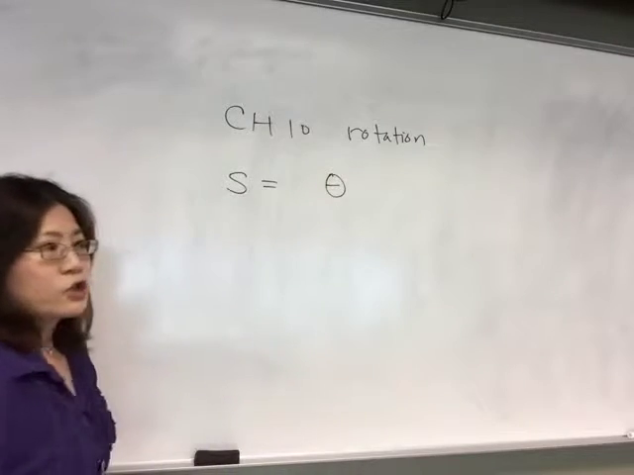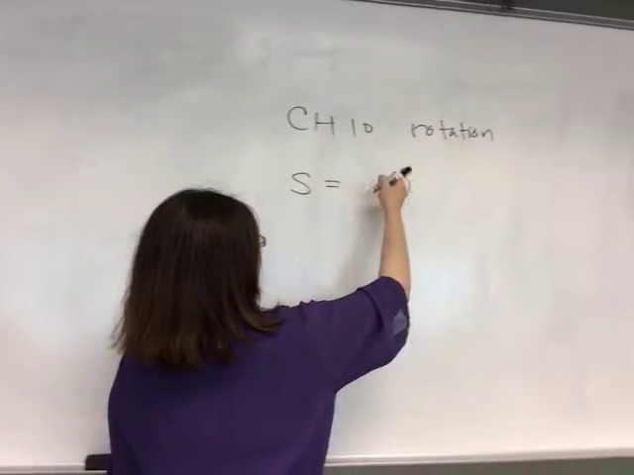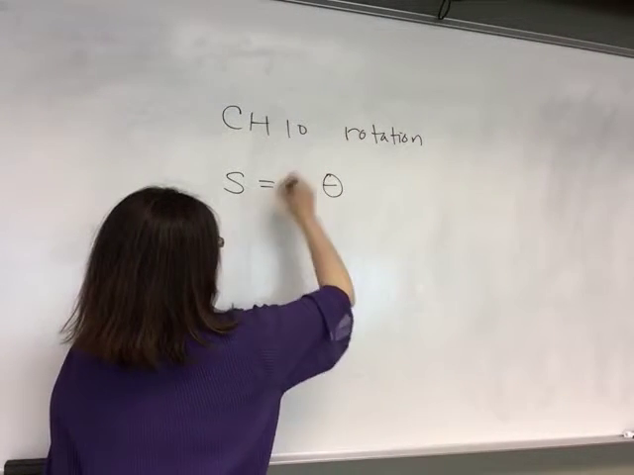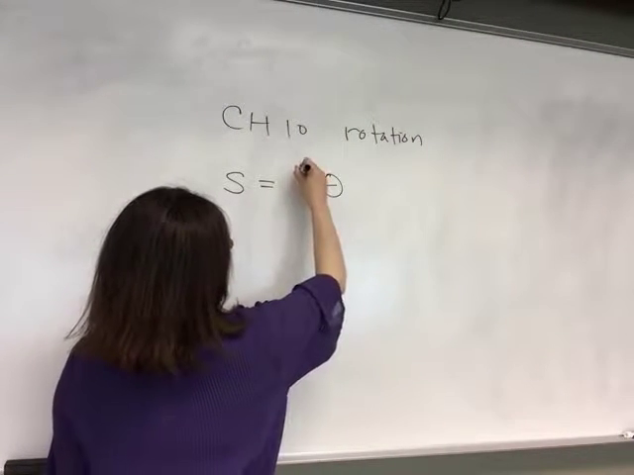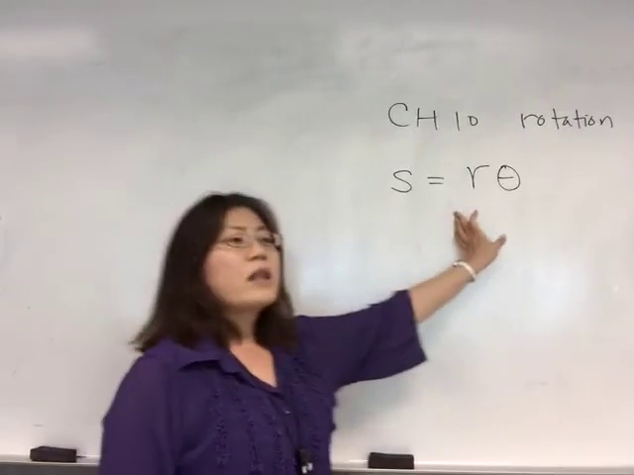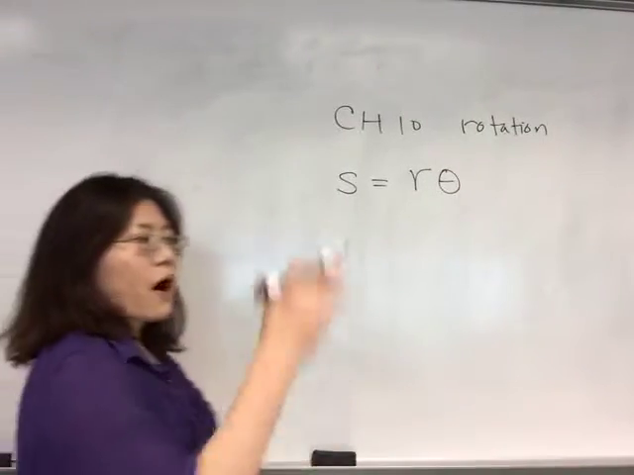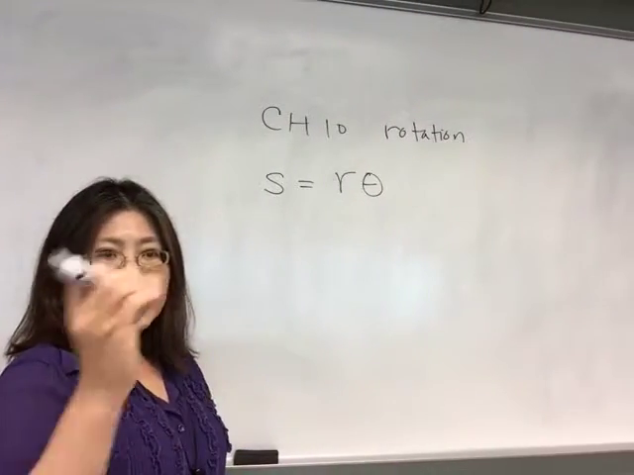How are they related to each other? They are related by a parameter, which we call r. So S is equal to r theta. You might wonder, what is r? r is equal to the distance from the rotation axis to where you make the rotation.